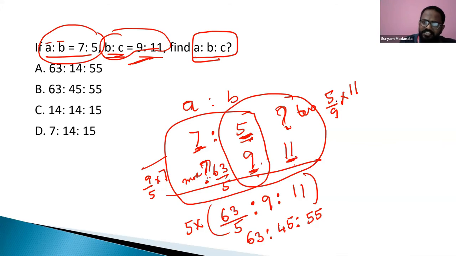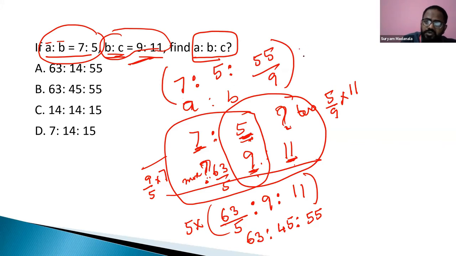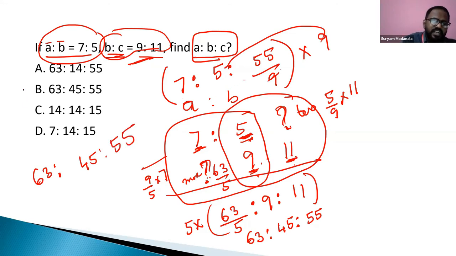Yes. Finally, I get this expression. So your ratio stands this way: 7:5:2, and this becomes 55/9. Now, I cannot write it this way. I multiply the whole ratio with 9. And what I get is 63, 45, and this and this get reduced, this becomes 55. Yes, we have got our answer as 63:45:55. Cleared, everyone? Cleared?